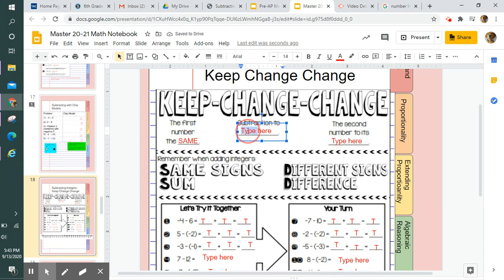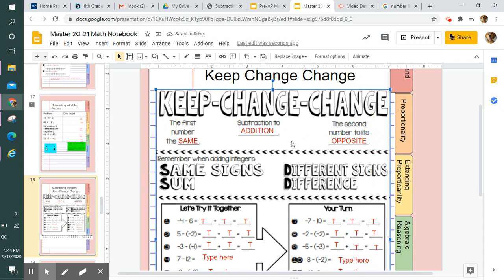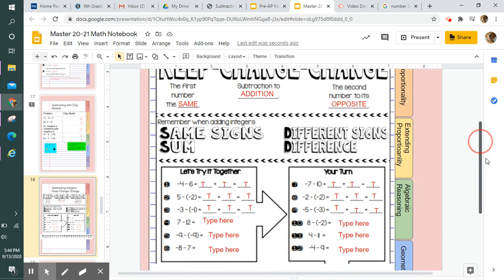We change the subtraction to addition, because remember, we learned how to do addition last week. And we change the second number to its opposite. So if you remember from last week too, we said that if I gave you a positive number, the opposite would be a negative number. If I gave you a negative number, the opposite would be a positive number. So we're going to try this out. We're going to keep, change, change.